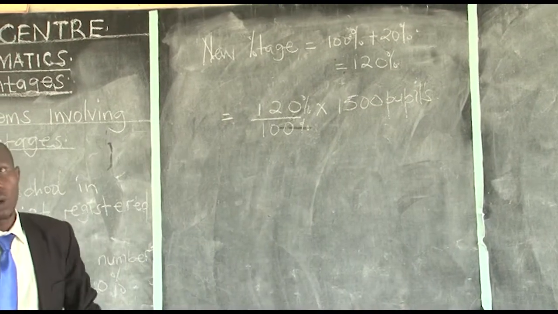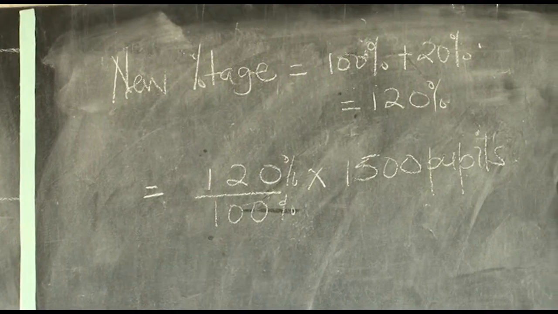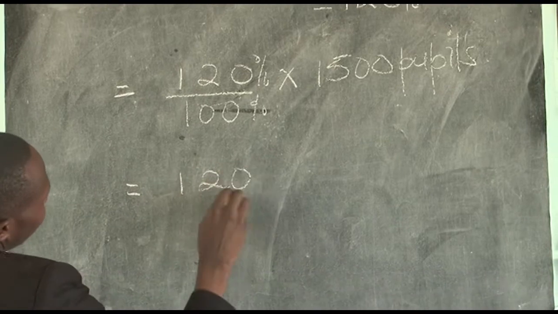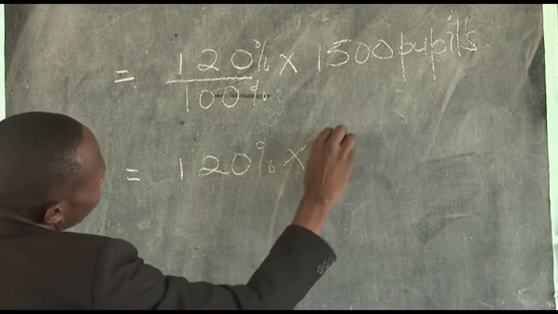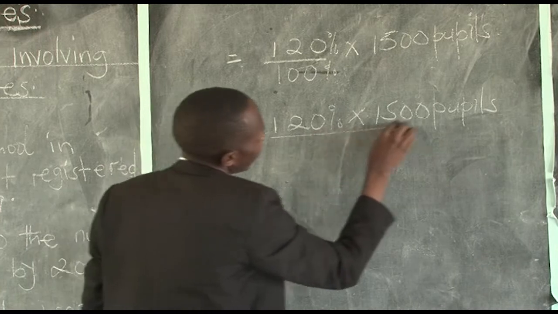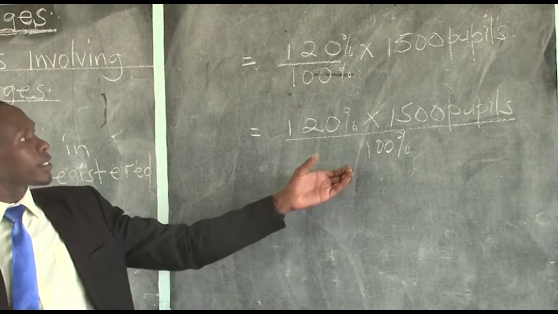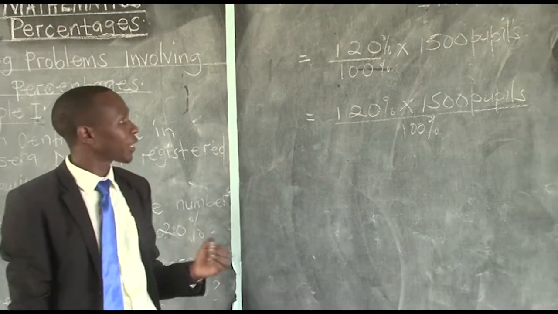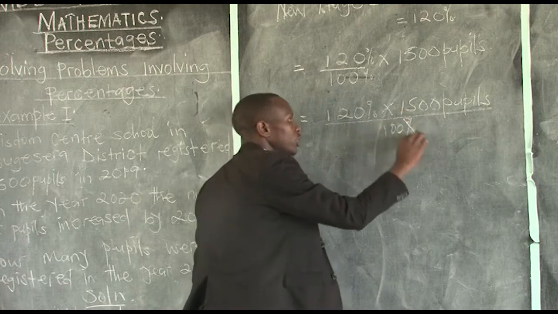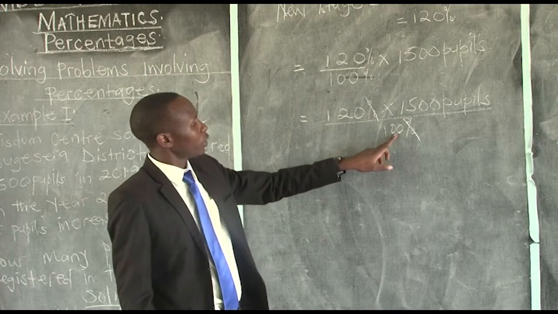After multiplying there, we shall come to the next step. Just copy the first step the way it is, and paste it here. Then from there, we cancel out. So I'll come here and say 120% times 1,500 pupils divided by 100%. When we reach this stage, we want to multiply and divide, or work out everything. We shall get the units as percentage, we'll go with this percentage. Then we shall remain with 100.